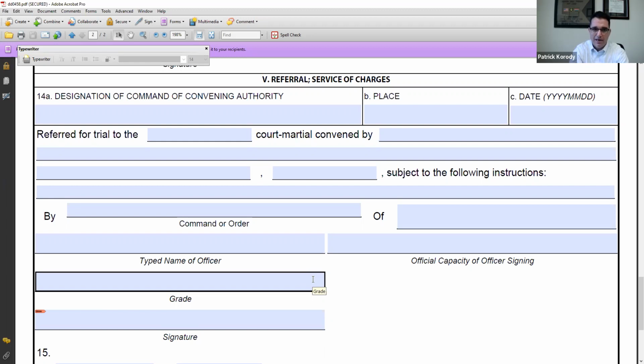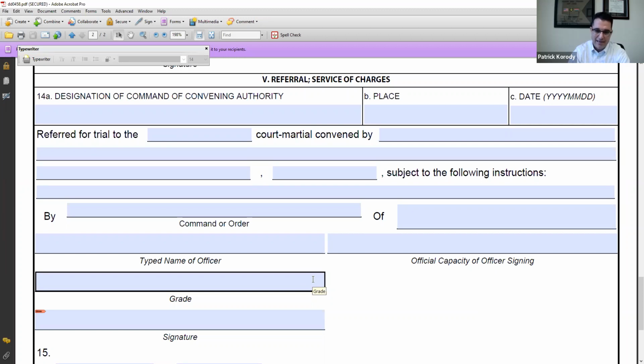But it's important because if you're at a special court-martial, and there are now 2 types of special court-martials, right? There's the military judge alone and a traditional special court-martial. But a military judge alone special court-martial caps punishment: no bad conduct discharge, and confinement maxed at 6 months.